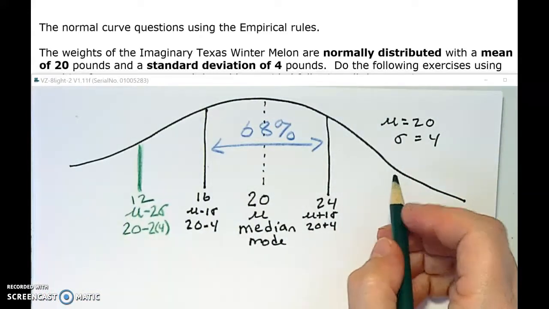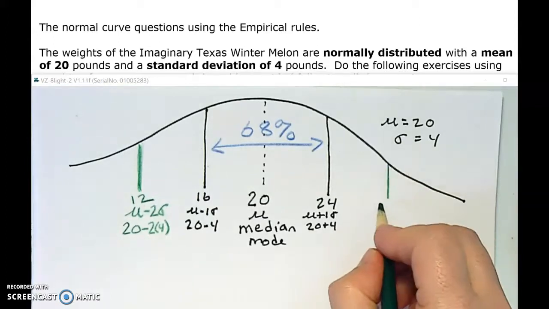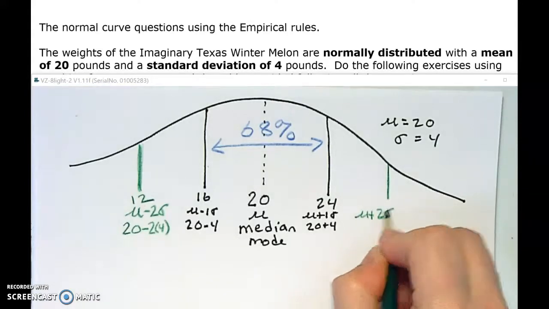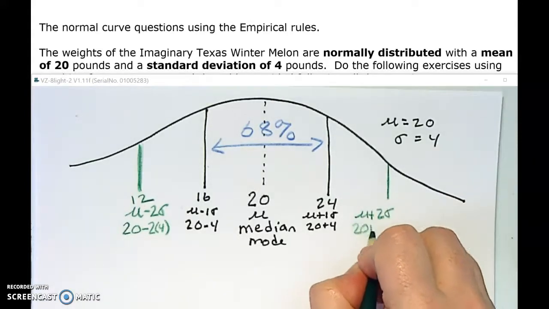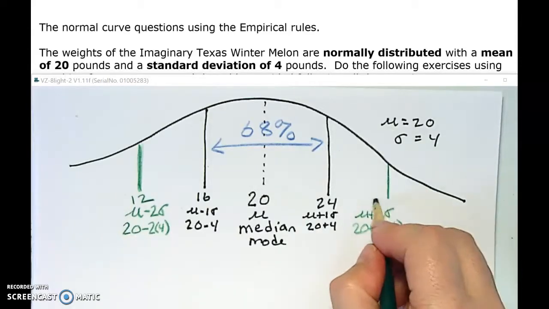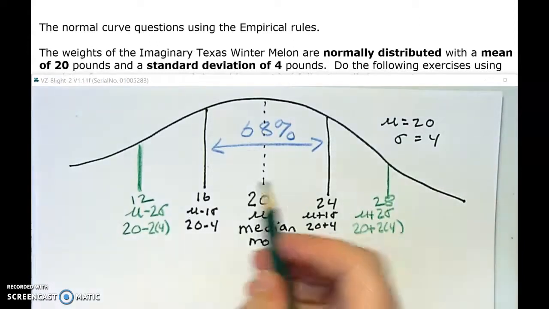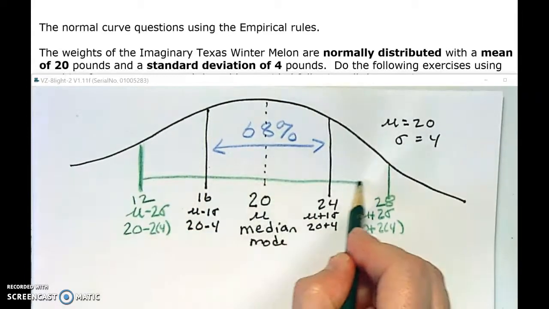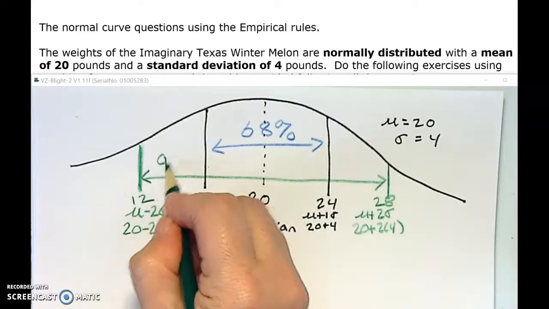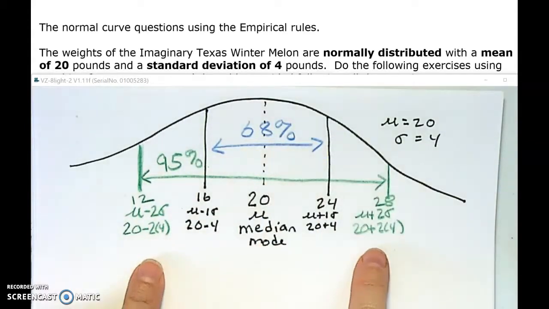And then we'll go up 4 more pounds, and here's where my lack of symmetry is definitely starting to get me. So this is the mean plus 2 standard deviations. In this case, it's 20 plus 2 times 4, which is 28, and I'm trying to make that fit. Hopefully you can read that. I think it's legible enough. And from the empirical rules that you read in the book, we know that 95% of all winter melons weigh between 12 and 28 pounds.